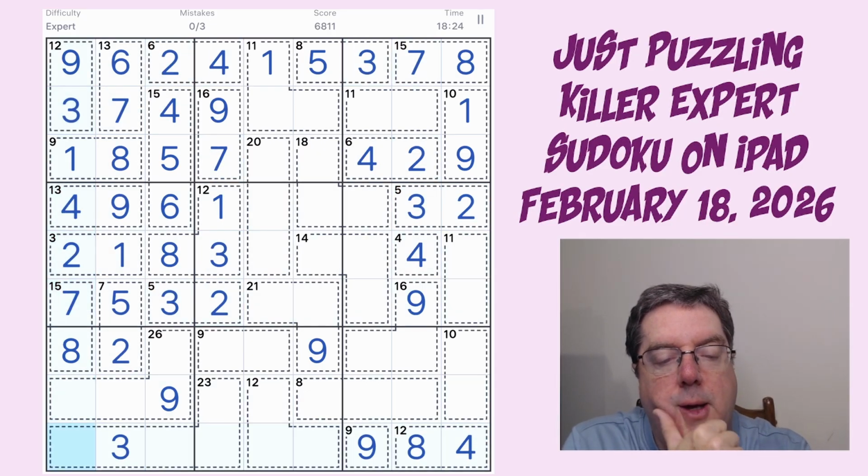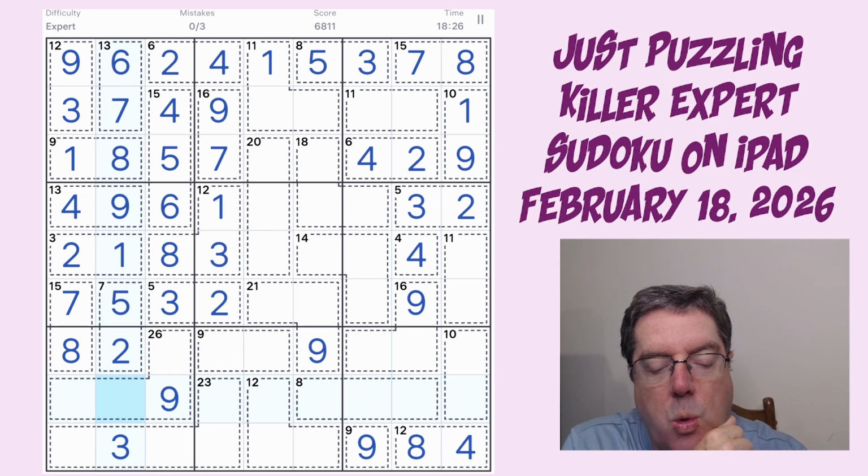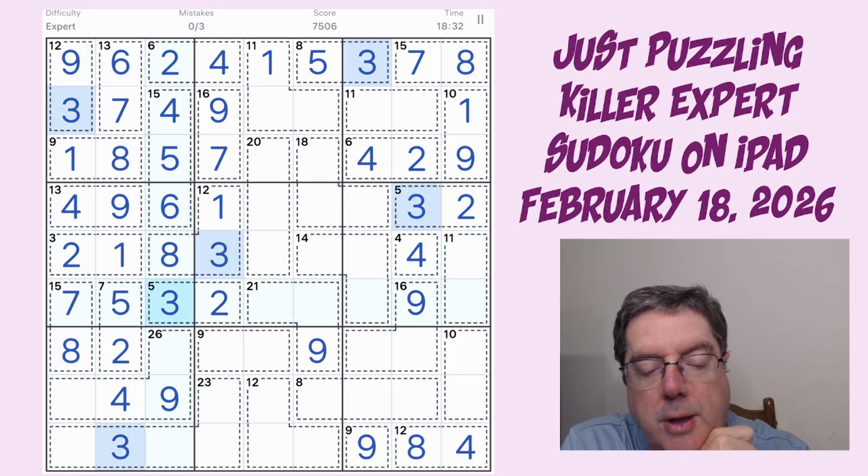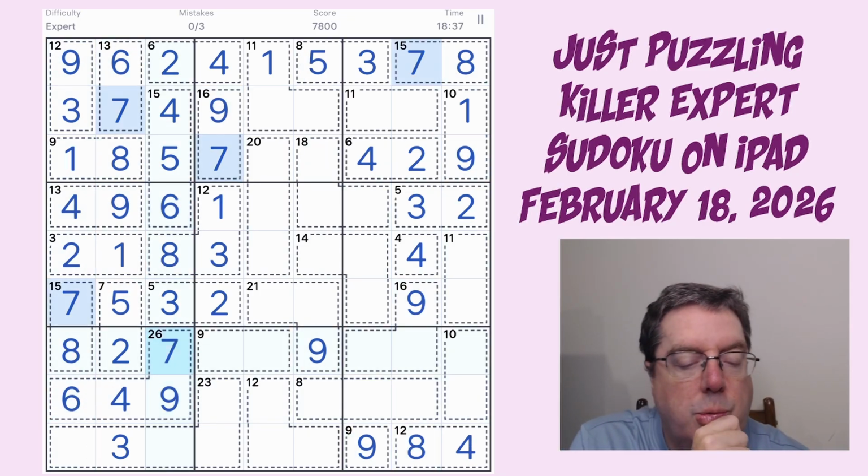4 comes down here, 4 comes down here, so this is a 4 here. So that adds up to 13, which is going to be 6 and 7. So 6 can't be here, so this is a 6. And 7 adds it up to 26.